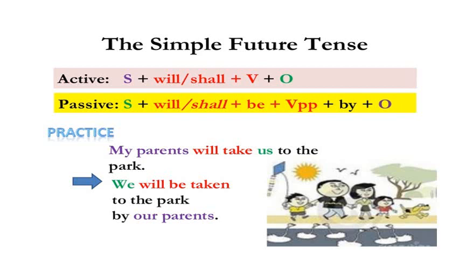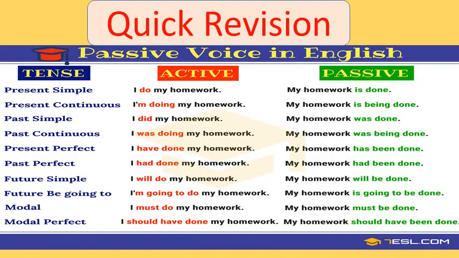In the future form, the object plus will be plus the past participle. My parents will take us to the park. We will be taken to the park by our parents. Please have a look. These are all the tenses from active into passive.